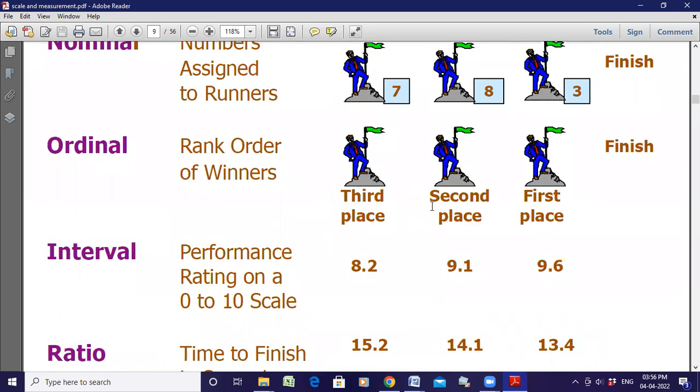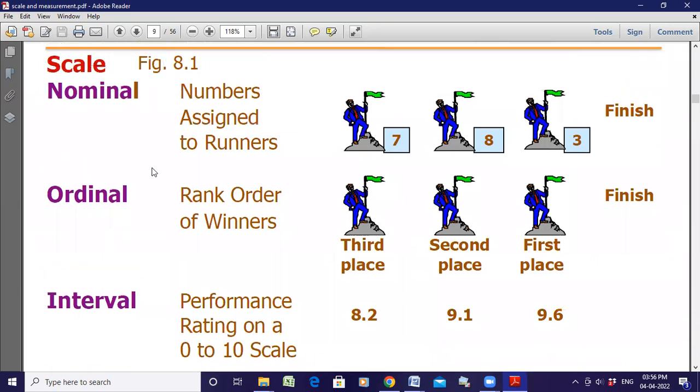Now, what you will do, I hope you all are listening. You try to find some scales with respect to your specific field of research. Got it?